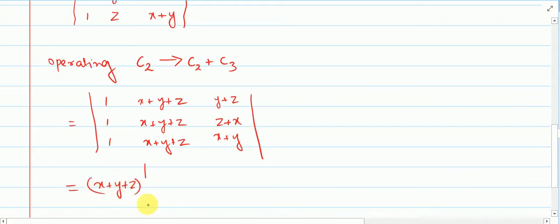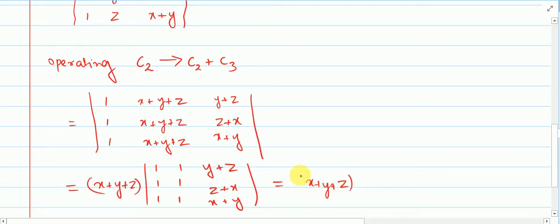Yes, once it comes out you are left with 1 1 1, here also 1 1 1, y plus z, z plus x and x plus y. So here you see that two columns are identical, they are same, and you know that if two rows or two columns are identical, in that case determinant will be equal to 0. So here we get x plus y plus z into 0 is equal to 0.